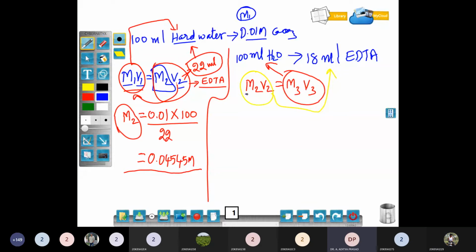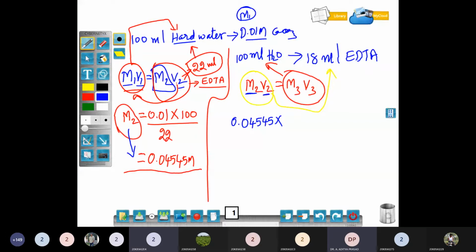What is M2? M2 is 0.045. 0.045 into what is V2 here?